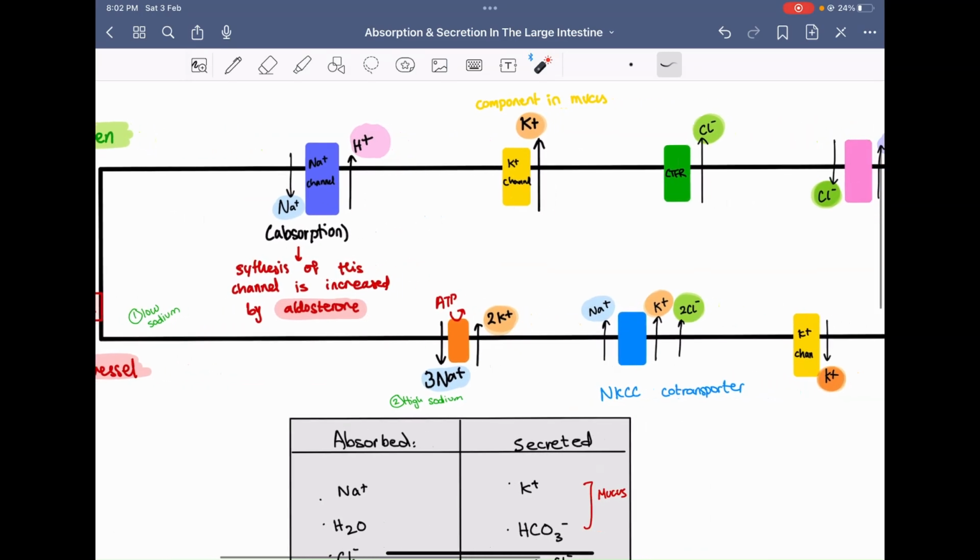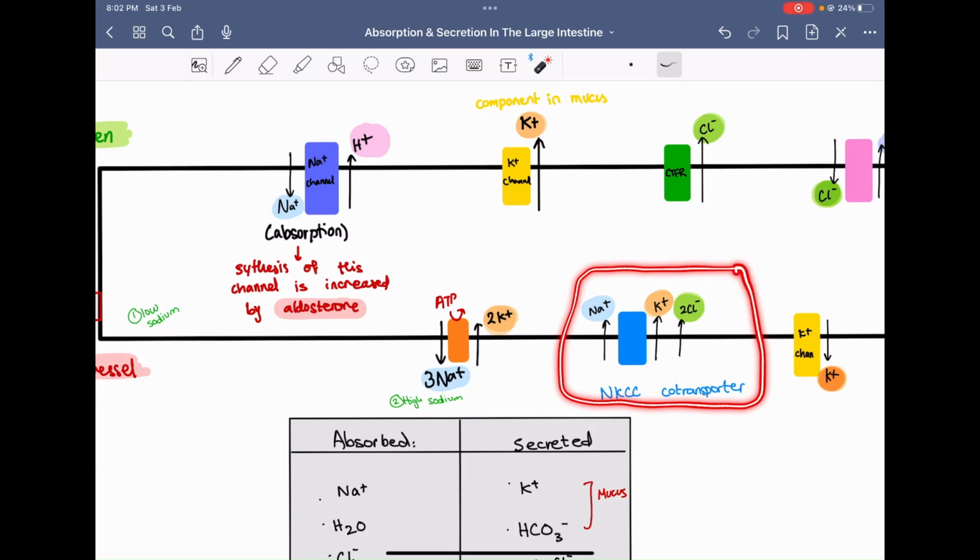And also on the basolateral aspect, it's important to know that this co-transporter in the large intestine is on the basolateral aspect, because we do have this co-transporter in other areas of the body where it is on the apical side. But for now, just remember that it is on the basolateral aspect.